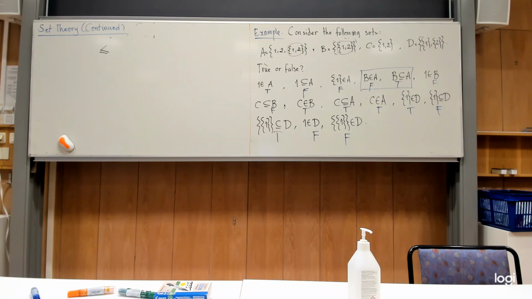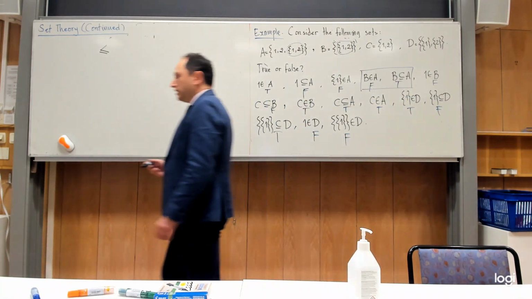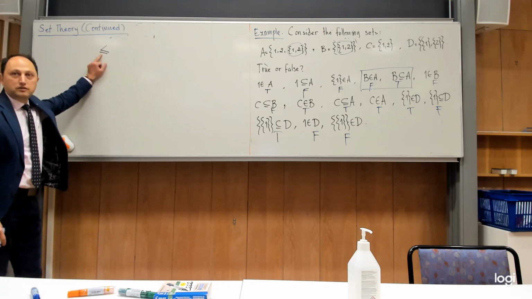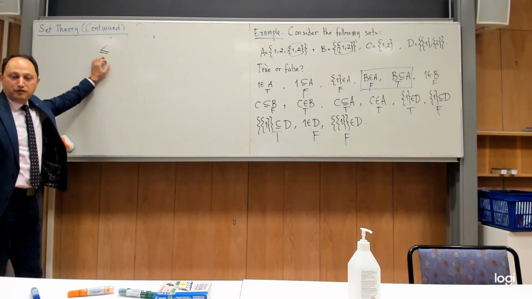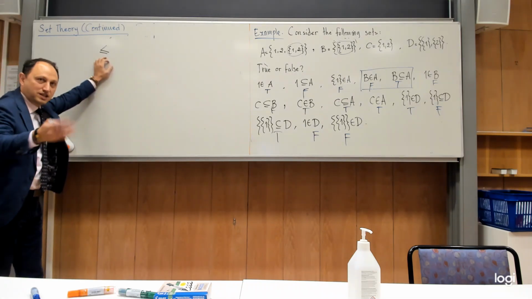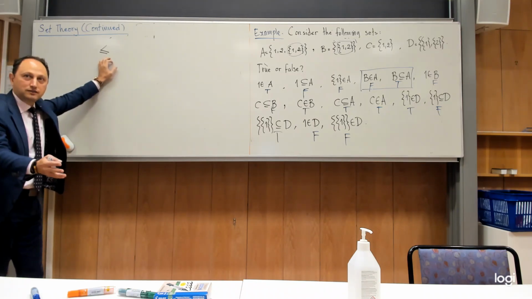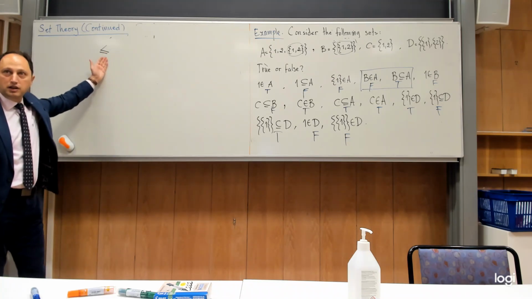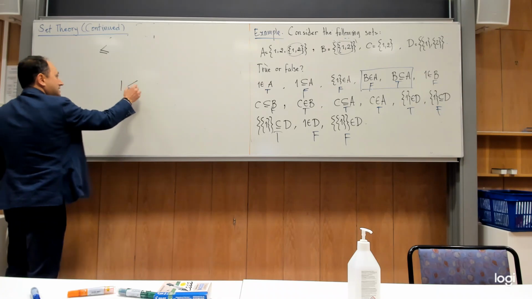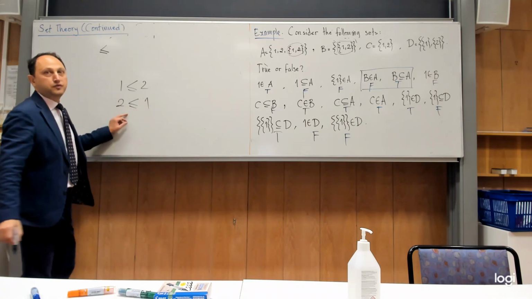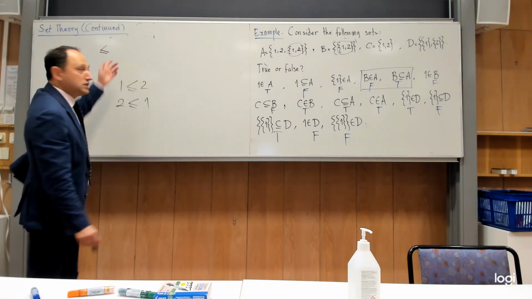And one important thing is called a transitive relation. Before that, for example, is this relation symmetric or not? Symmetric means that if the first one is related to the second one with some relation, the second one is also related to the first one by the same relation. Yes? This is not symmetric because 1 is less than or equal to 2 is true, but 2 is less than or equal to 1 is false. So there is no guarantee. So this relation is not symmetric.